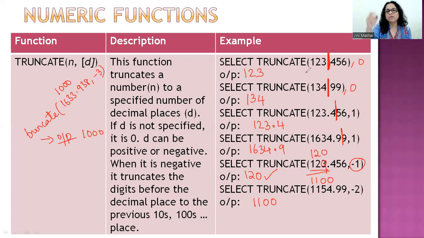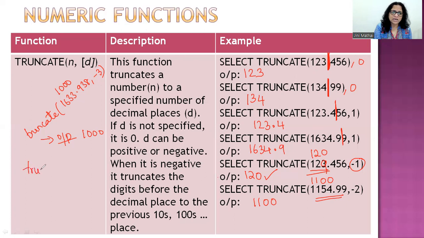Look at the first example. It was 123.456. Answer is 123. Next was 134.99, answer was 134. Look at the last one, 1154.99, answer is 1100. So truncate will never give you a number which is more than the number taken into consideration. It's always going to give you a lesser number, okay? Whereas round could give you more or less depending upon what you're closer to, okay?